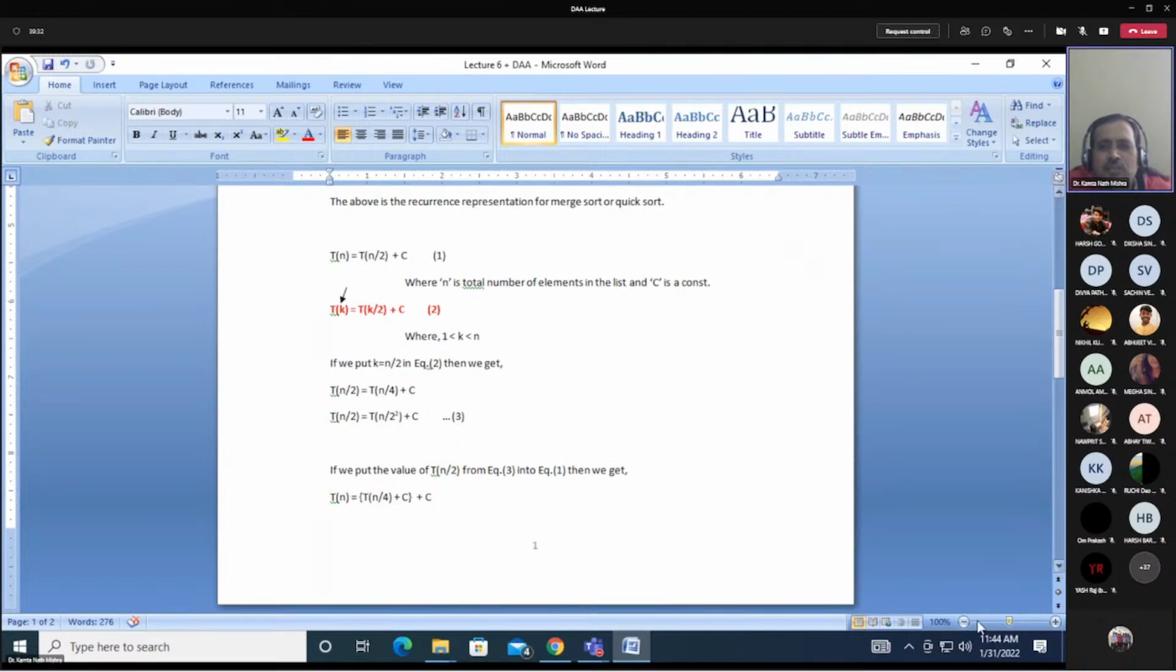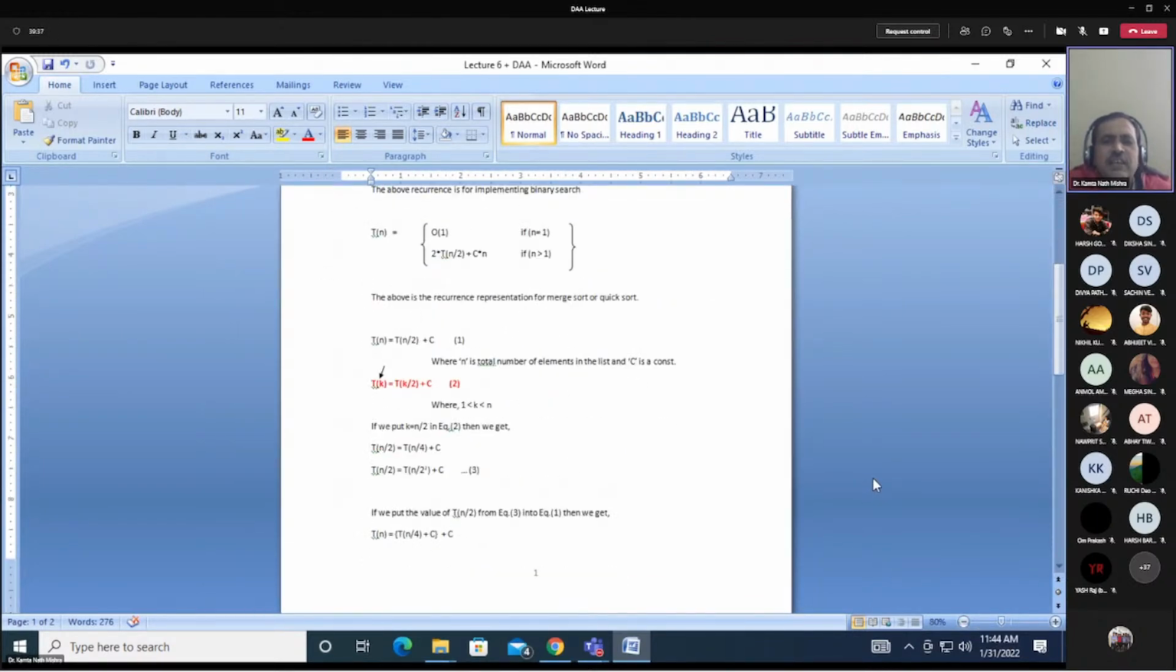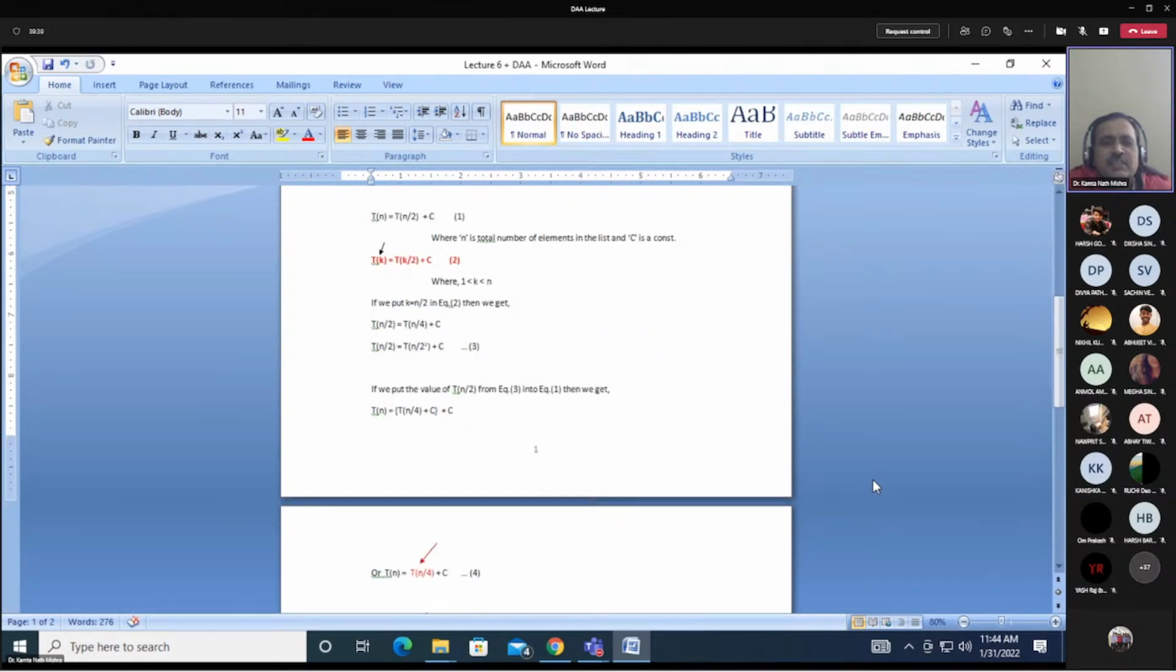Equation 1 I am showing. थोड़ा और साइज छोटा करें जिससे आपको क्लियरली दिखे. चलिए 4 इक्वेशंस तो दिख ही रहे हैं. इक्वेशन 1 2 3 4 दिख रहे हैं.